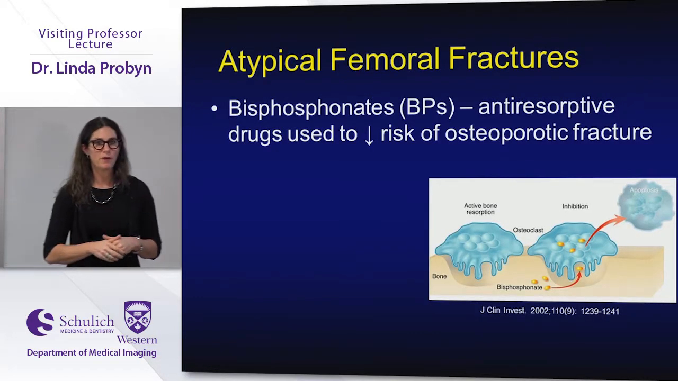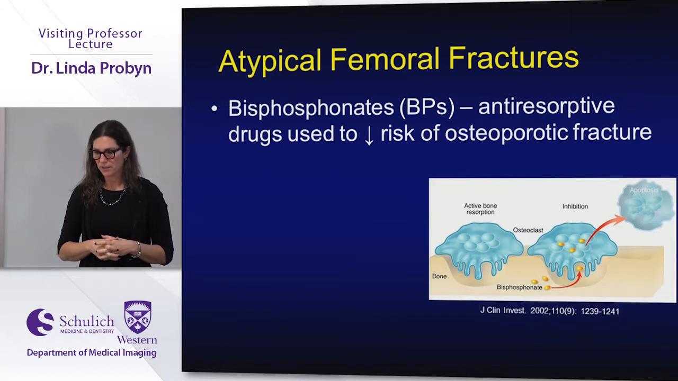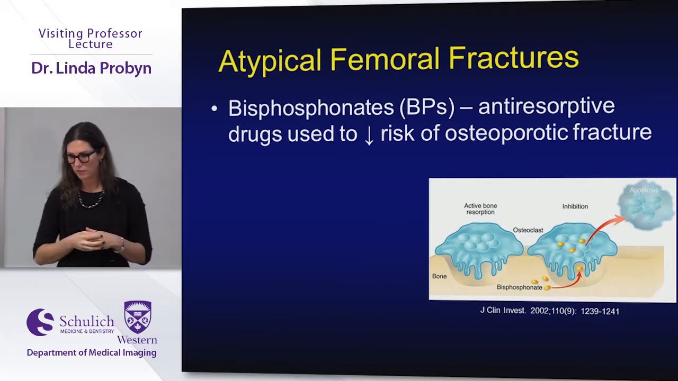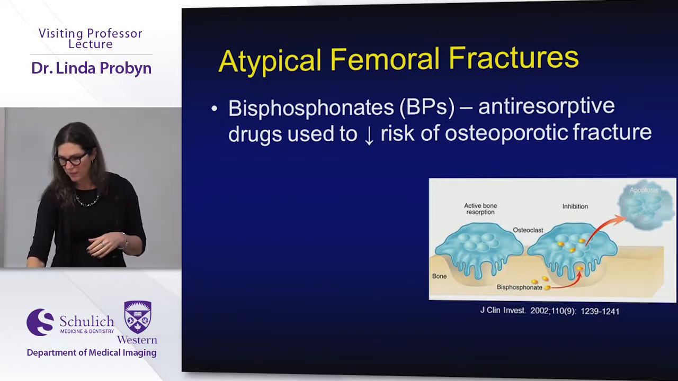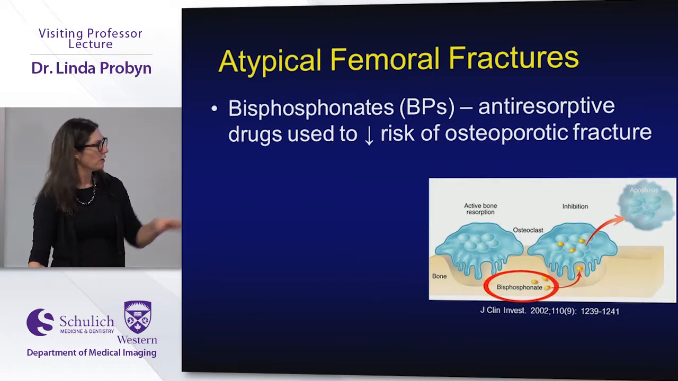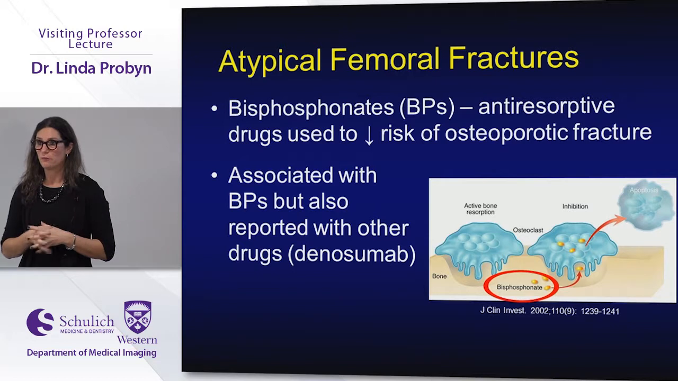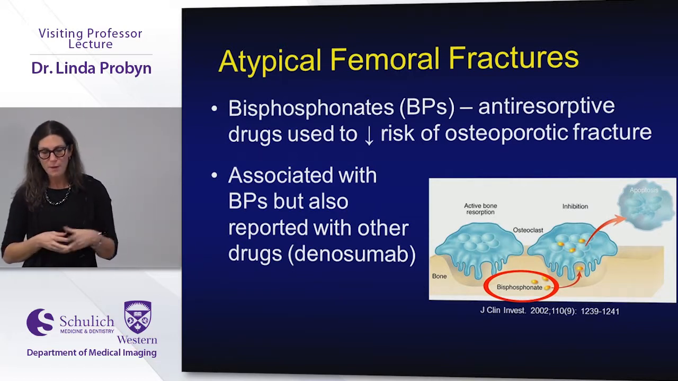So I'm just going to tell you a little bit about the pathogenesis of atypical femoral fractures, because this is important to understanding why they occur and the imaging appearances. Bisphosphonates are anti-resorptive drugs that are used to decrease the risk of osteoporotic fractures. They're very commonly used, and I'm going to give you some statistics about how frequently. Essentially, bisphosphonates work here. That's an osteoclast, and there's the bisphosphonate. It inhibits osteoclastic resorption of bone. That's the main function of bisphosphonates, and therefore it decreases the risk of osteoporotic fractures.